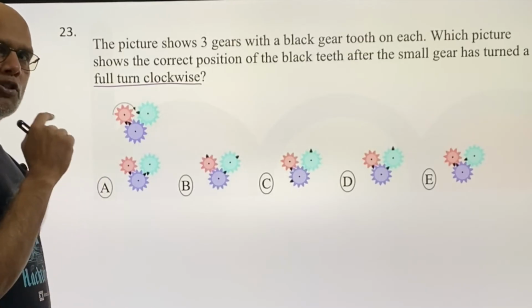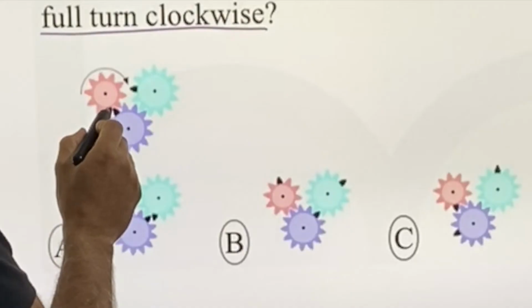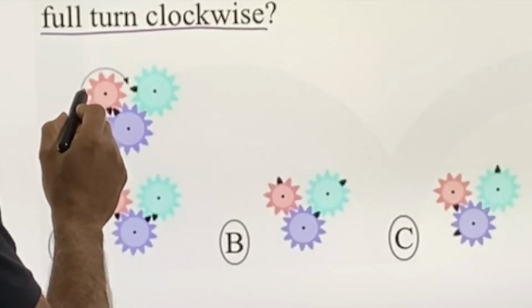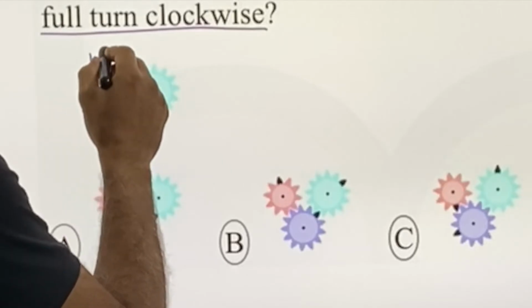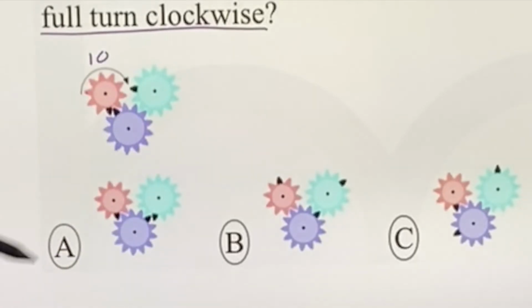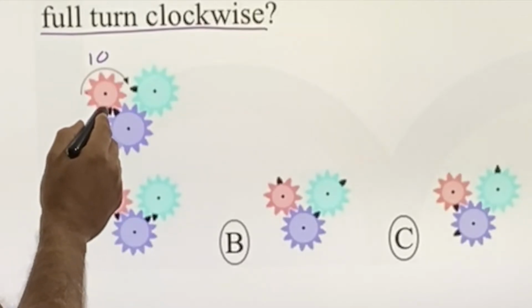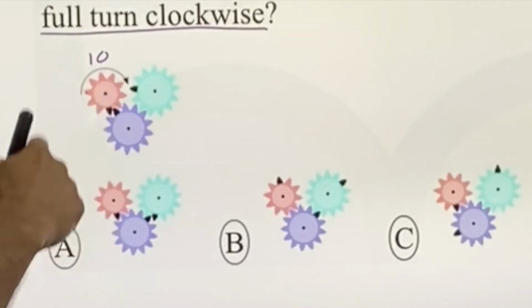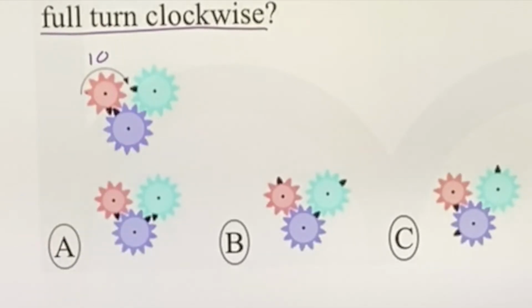So let's count the number of teeth the small black gear has. 1, 2, 3, 4, 5, 6, 7, 8, 9, and 10. So it has 10 teeth, right? So when it turns one full round, the black tooth of the smallest gear is going to come back to that position, and it would have traveled 10 teeth distance, right?